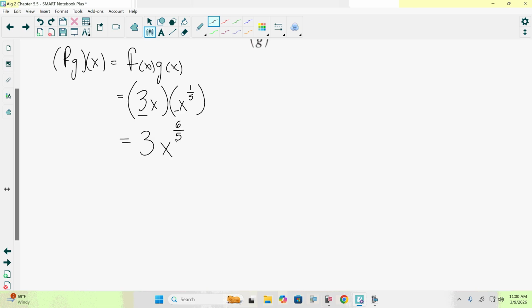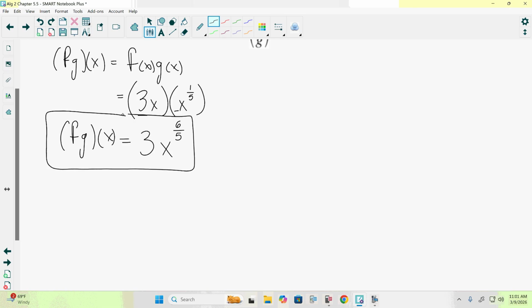Now, since they gave it to us in exponential form, not radical form, we're going to go on and simplify. We're not going to write it as x times x to the 1/5. We want to combine those like terms. Those are multiplied like terms.